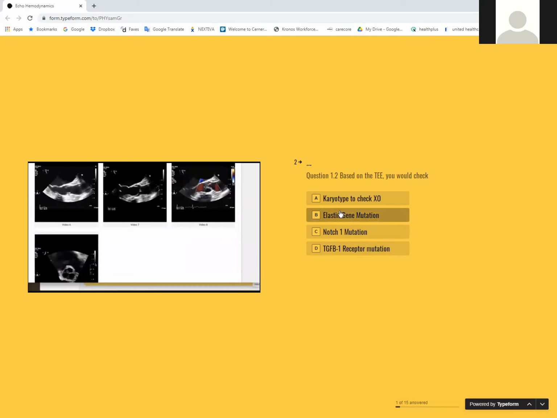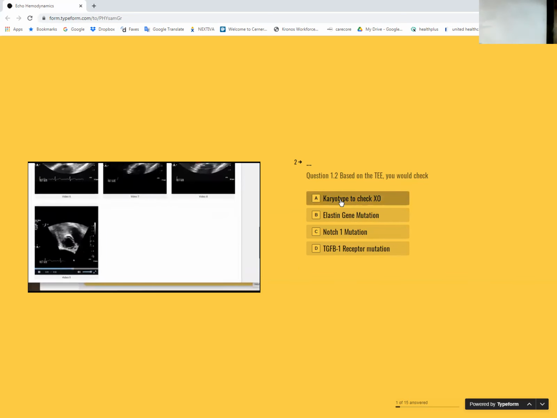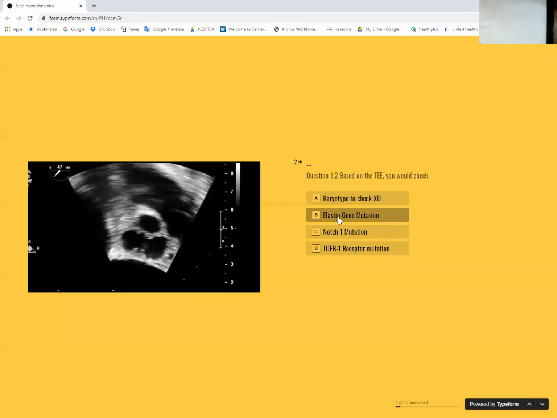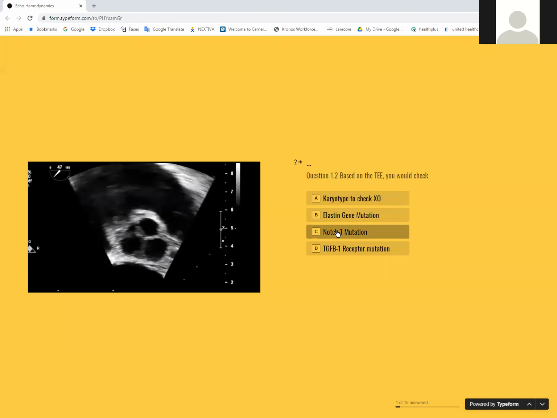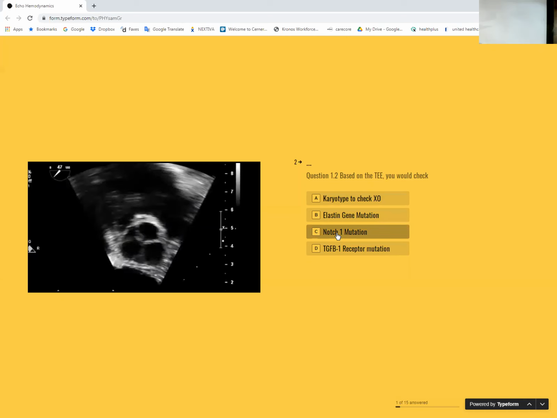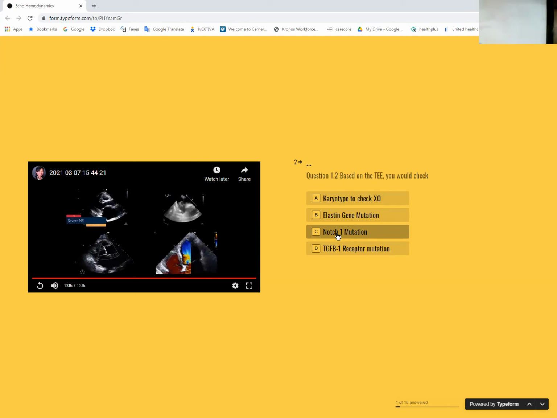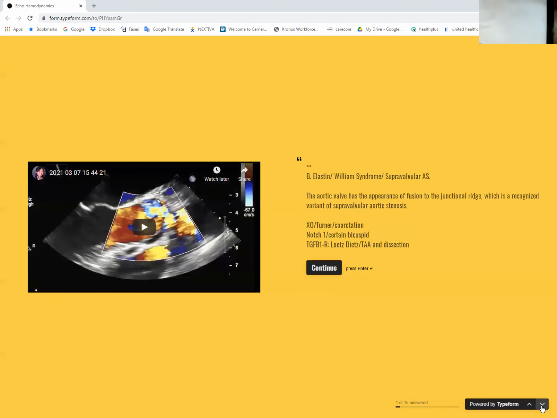So the correct answer. Oh, let's just go through what these mean. What's XO? Turner syndrome. Good. What's elastin gene mutation? It's Marfan's. Good. How about NOTCH1? I don't know. Yeah, certain bicuspids are associated with NOTCH1. And TGFB? What was TGFB? I thought that was Marfan's. Gosh, I don't remember. Loeys-Dietz is TGFB. So yes, yes.